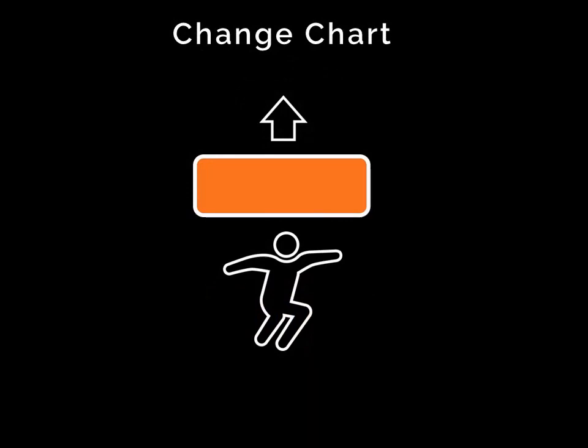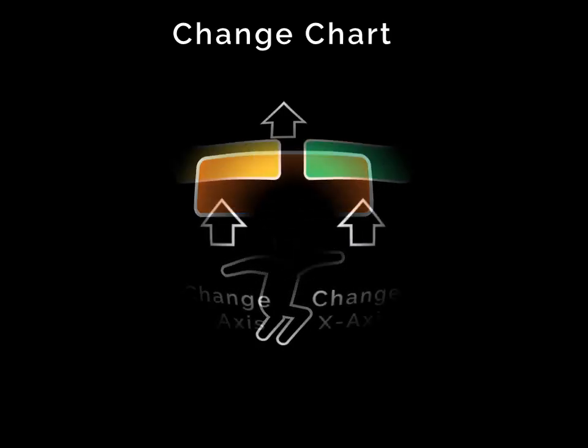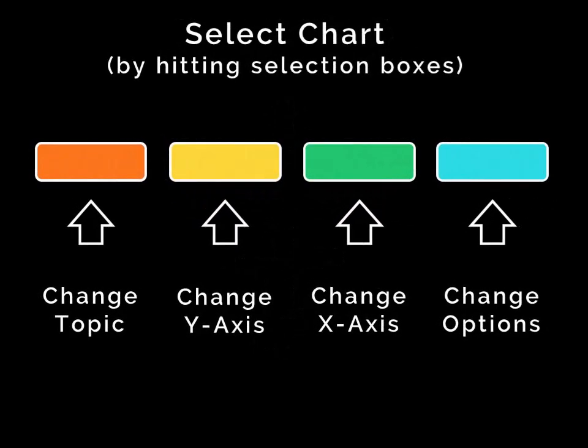There are two ways of selecting the chart you want to view. The first is by hitting the selection boxes. There are 4 of these boxes, orange, yellow, green and blue, and each one will change the chart in a different way. The first box changes the topic. The second box changes the variable or factor on the y-axis, that's the vertical axis. The third box changes the x-axis or the horizontal axis. And the fourth box changes other options which are different depending on the chart that you're looking at.